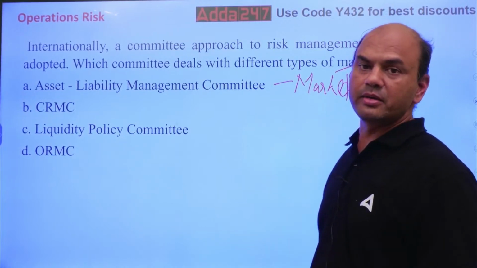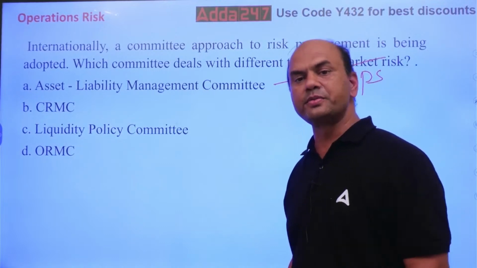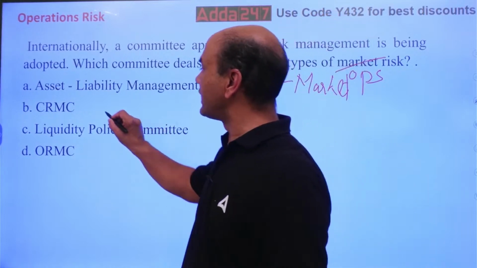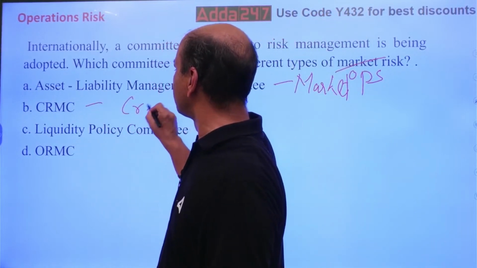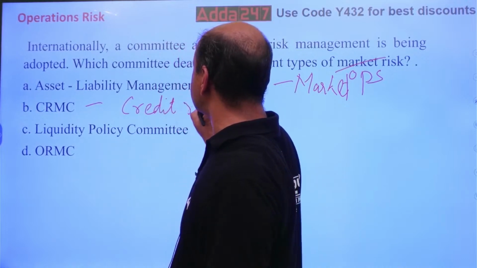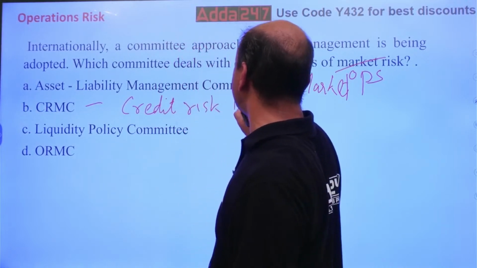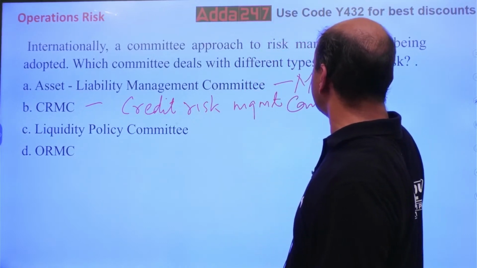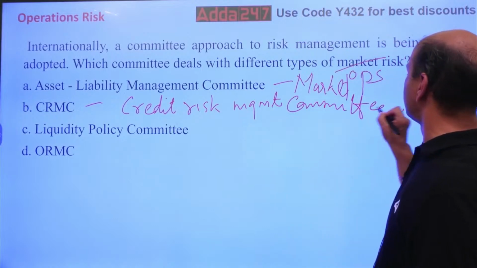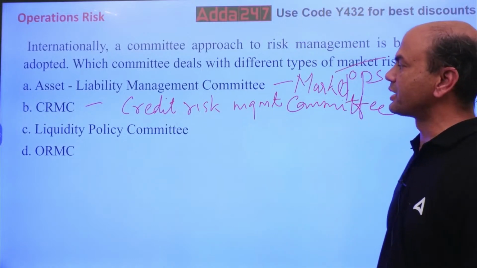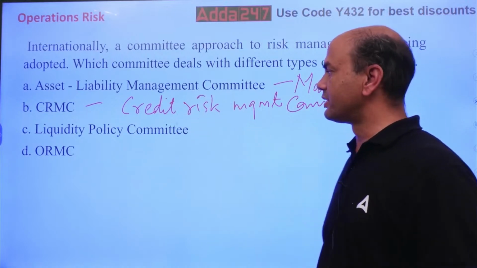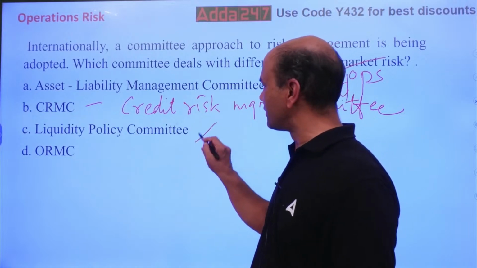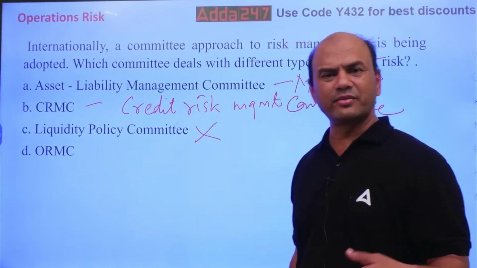ALM deals with market. CRMC means what? What is the full form of CRMC? Credit Risk Management Committee. This is CRMC. Liquidity Policy Committee: there is no committee like this. This is totally out.